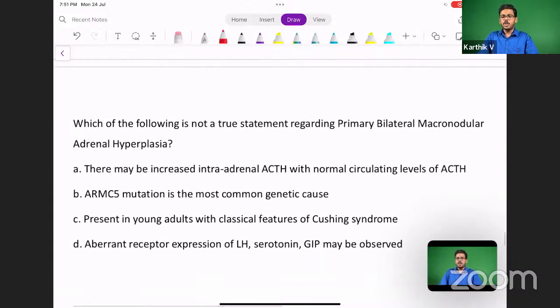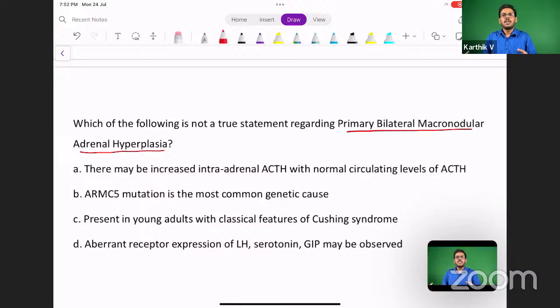Next question: which of the following is not a true statement regarding primary bilateral macronodular adrenal hyperplasia? Just look at the term. Primary means it is an intrinsic adrenal disease. Bilateral means on both adrenals. Macronodular means the nodule size is more than 1 centimeter. So what are the conditions producing secondary bilateral macronodular adrenal hyperplasia? That means the stimulation is coming from elsewhere.